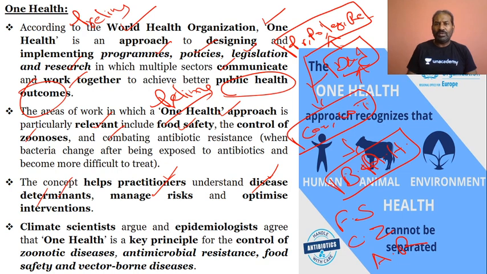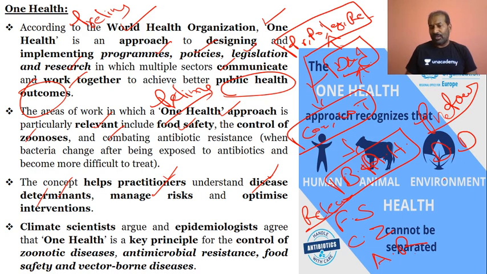That means it is not only about designing and implementation. One Health is also relevant to food safety, control of zoonosis, and combating antibiotic resistance. Not only that, it will help the practitioners understand the disease determinants, what the factors responsible for the disease are, what the maximum risk could be and how to manage that risk, and also what the best methods are to optimize intervention. That means how best we can try to stop the infections.